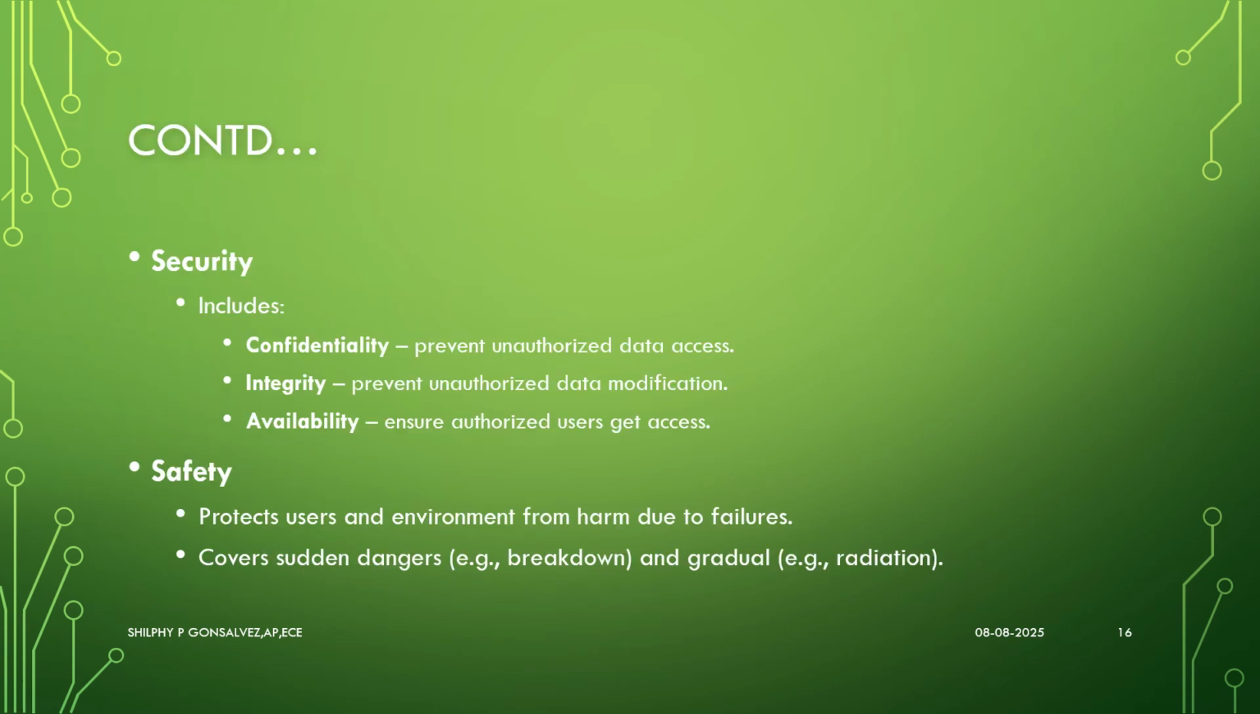Then comes security. In the case of security, there are basically three parameters: confidentiality, integrity, and availability. Confidentiality and integrity prevent unauthorized data access and also unauthorized data modifications, and availability ensures only authorized users can access the data. And coming to safety, it protects users and the environment from harm due to failures and also covers sudden dangers.